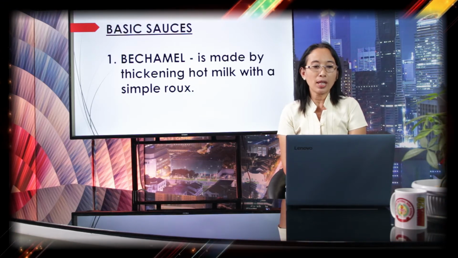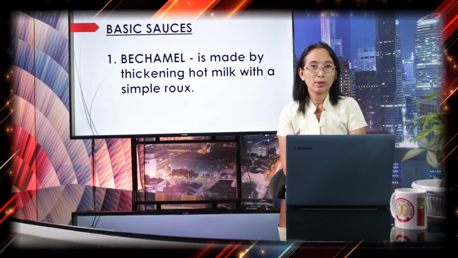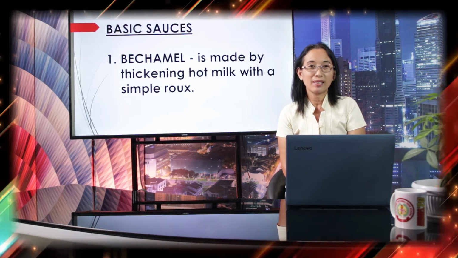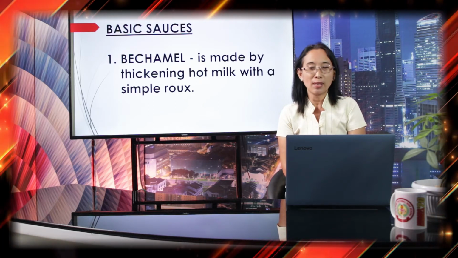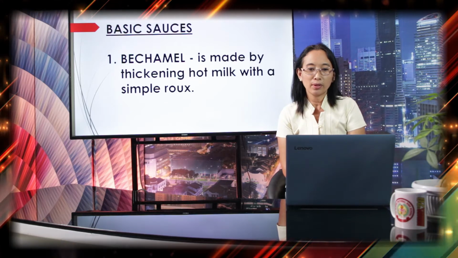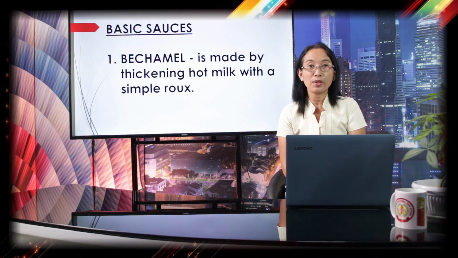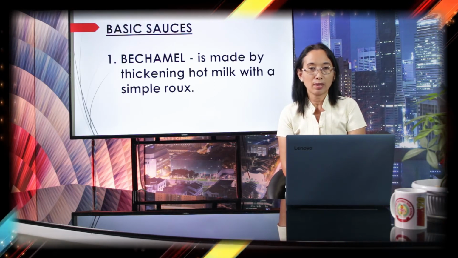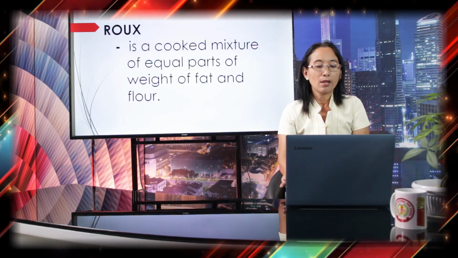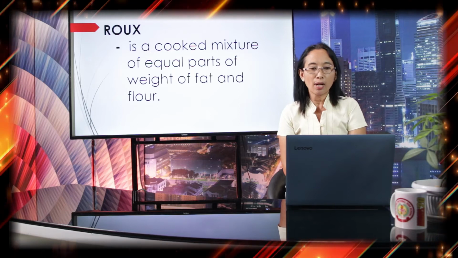Bechamel is made by thickening hot milk with a simple roux. What are the ingredients in making a bechamel? Very good, students. The ingredients are milk and roux. Milk is our liquid base and roux is our thickening agent. And what is roux? Roux is a cooked mixture of equal parts by weight of fat and flour.